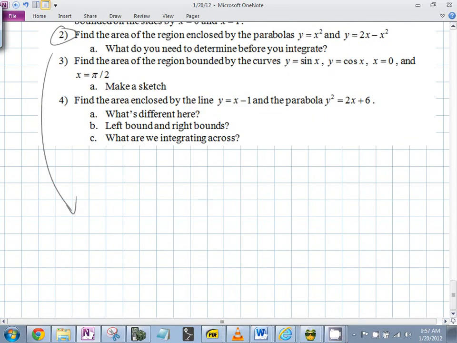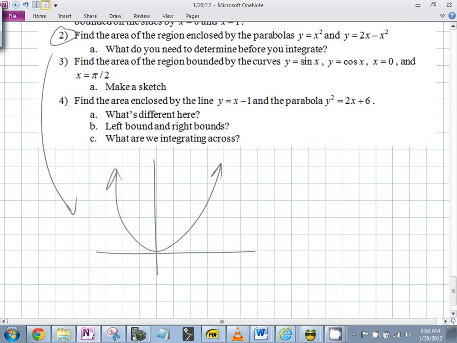So you have y equals x squared and y equals 2x minus x squared. Should you be able to graph those pretty easily? Hopefully. There's y equals x squared, right? What are the zeros of 2x minus x squared? What's one of them? 0 and what? 2. It goes like this. So what's the area that's enclosed? The area that's enclosed is right there, correct?